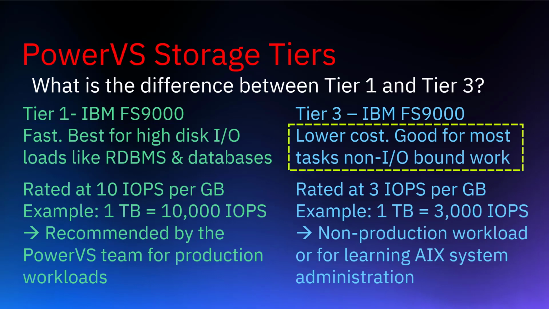Tier 3 is low cost. It's good for tasks that are not I/O bound. So if you have an application that hammers your network and hammers your CPU but doesn't do an awful lot of I/O, you go for the lower cost option.